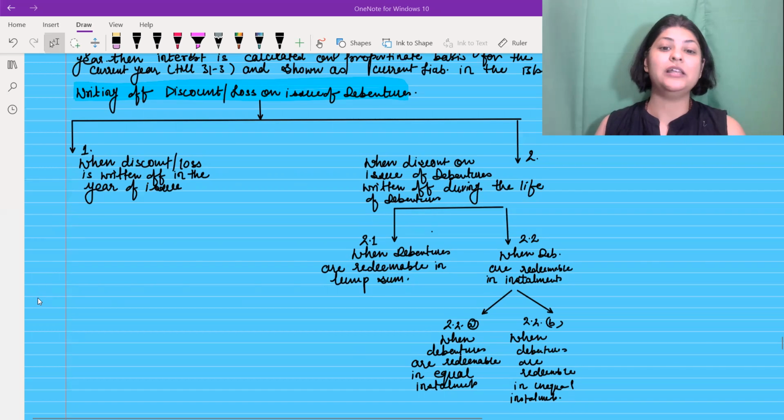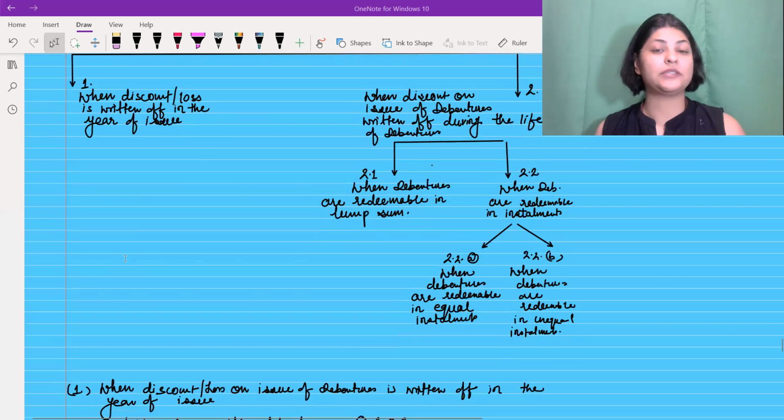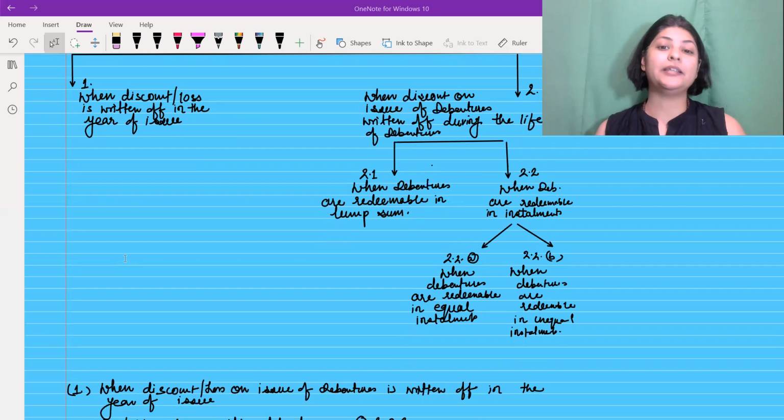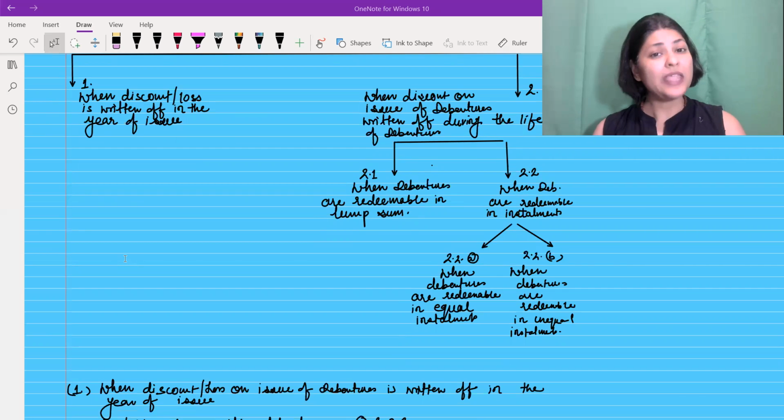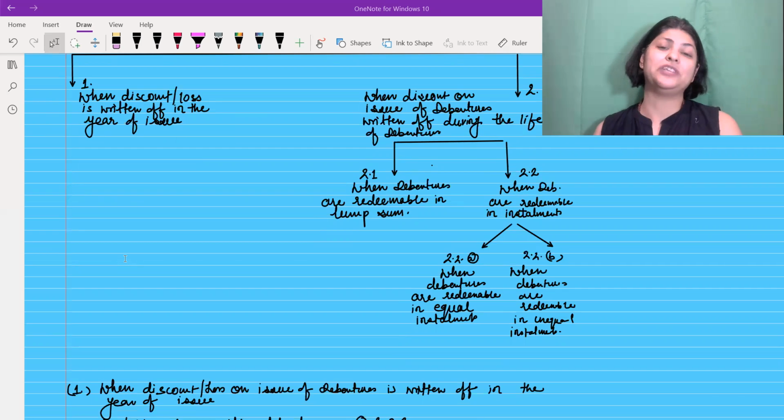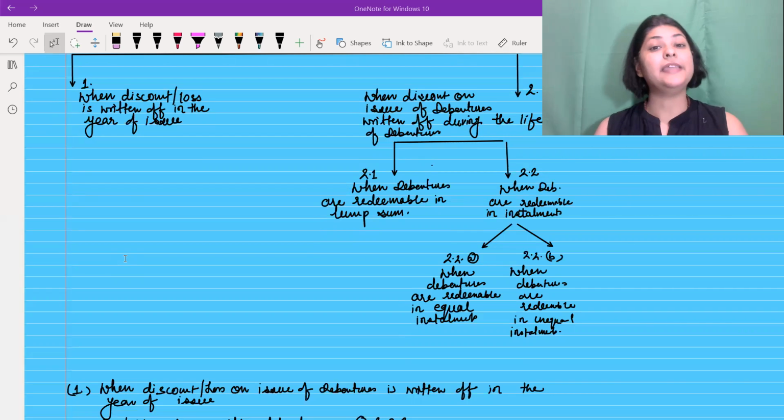As you can see over here, when debentures are redeemable in lump sum, means at the end of 5th year all 50,000 debentures are going to be redeemed in one go. This is called when discount on issue of debenture is written off during the life of debentures, and those debentures are redeemable at the end of the life of debentures altogether. Means all 50,000 debentures, as per my example, are going to be redeemed in one go or in lump sum only.